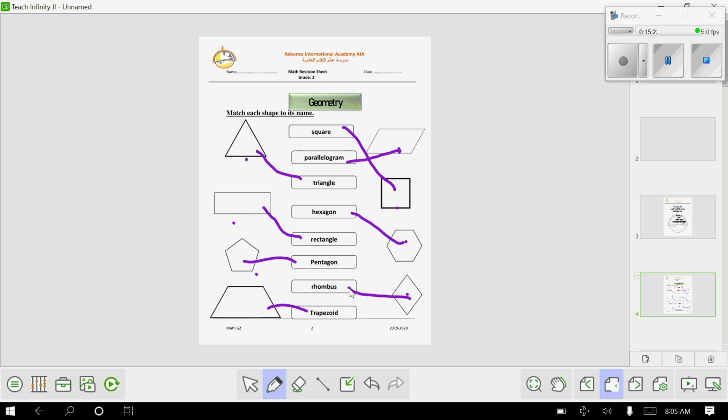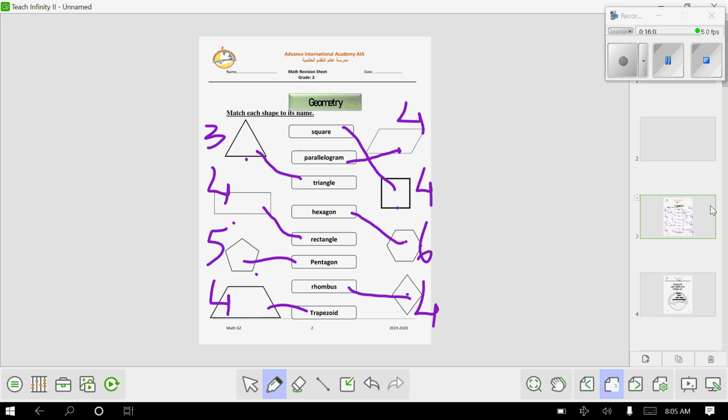So you have to remember again that triangle has a 3 in everything. Rectangle has 4 and the opposite sides are equal. Pentagon has 5. Trapezoid has 4 and parallelogram has 4. Square has 4. Hexagon has 6 and the rhombus has 4 also. Perfect.